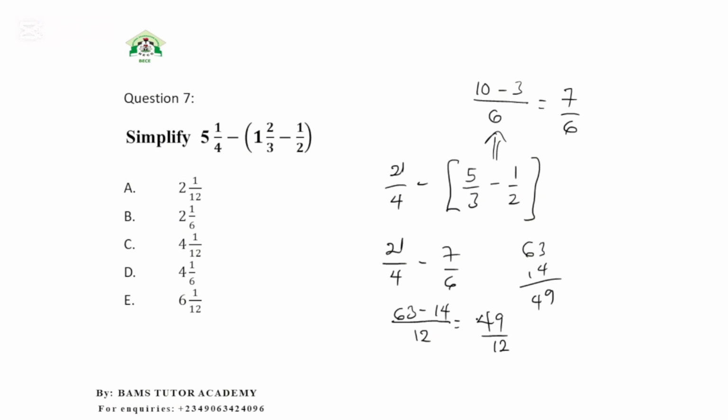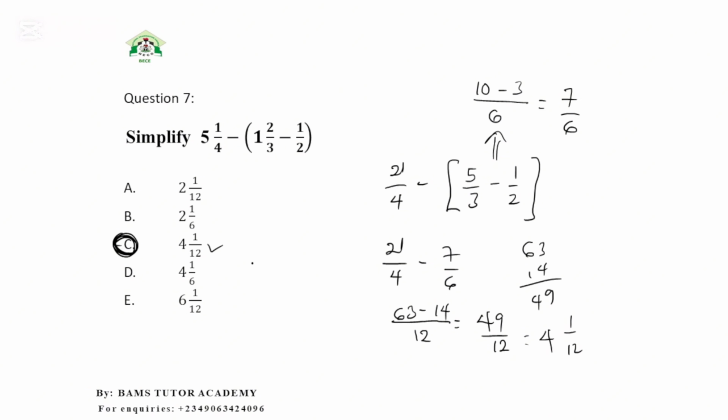Okay, so yeah, our options were given in mixed fraction, so we want to work towards that. 12 times 4 is 48, right? So this is going to be 4, remainder 1 over 12. So the corresponding option is option C.